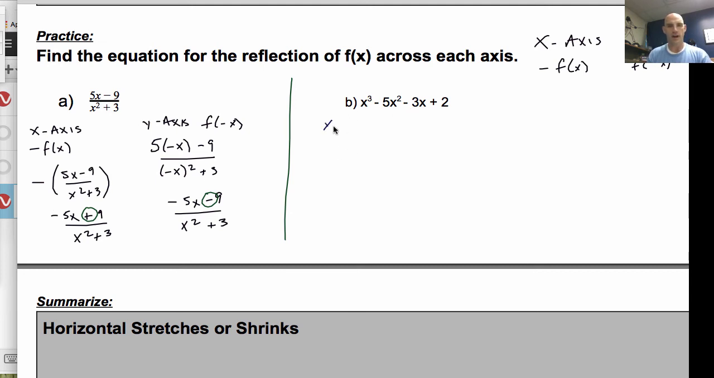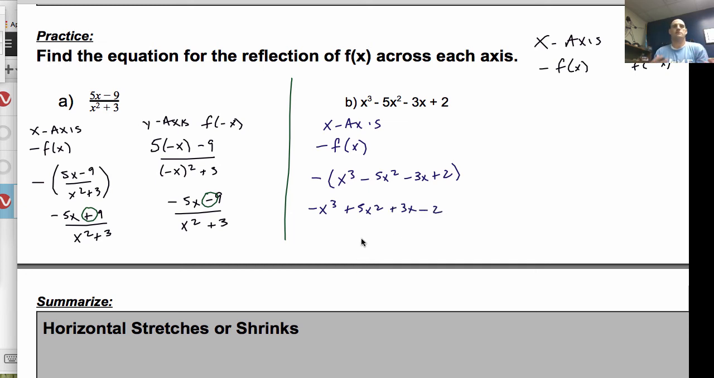Okay, so the x-axis would be negative f of x. So it would be literally negative times x cubed minus 5x squared minus 3x plus 2. When I distribute it in, I've got negative x cubed plus 5x squared plus 3x minus 2. So that's just making the function negative.